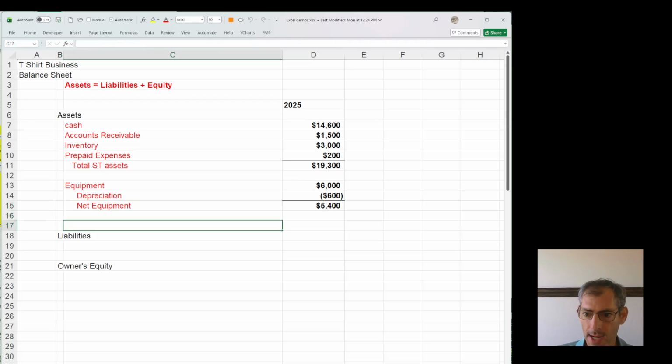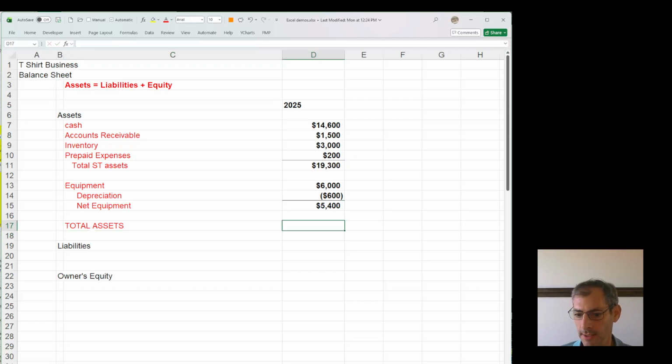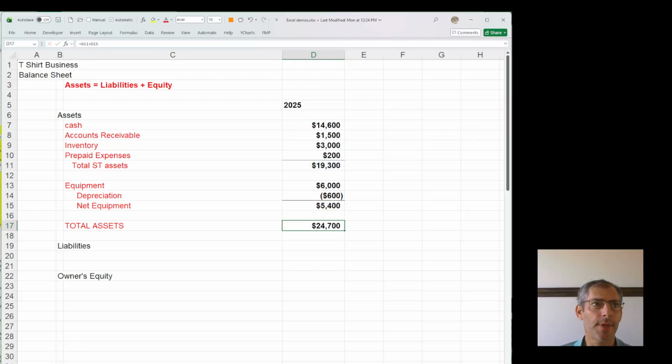So those are kind of the main assets. Every company might have other different things that are relevant to their business that might make it slightly different. But in this case, we're just going to stop here. Total short-term assets plus our long-term assets. In this case, it's just the equipment. And we have $24,700 as our total assets.